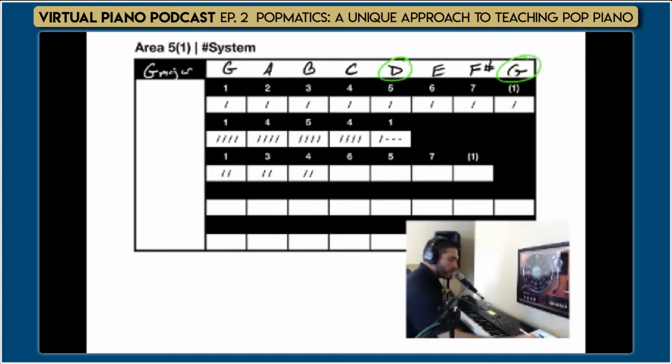Here's the next example, and now we've got half notes going. In this example, I might have them start in the left hand first: 1, 3, 4, 6, 5, 7, 1. If they're a straight-up beginner, I don't care, they can use one finger for this. They don't need anything more than that. In this one, we've got 2 for each one.